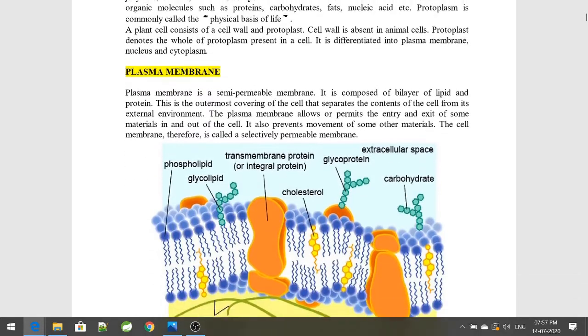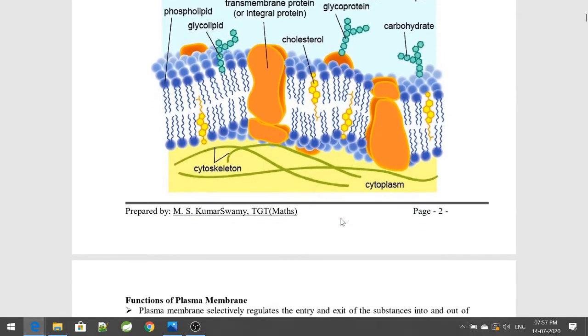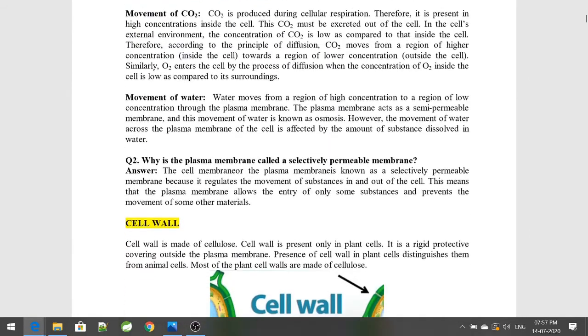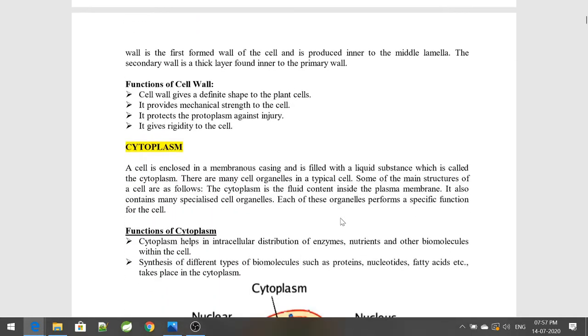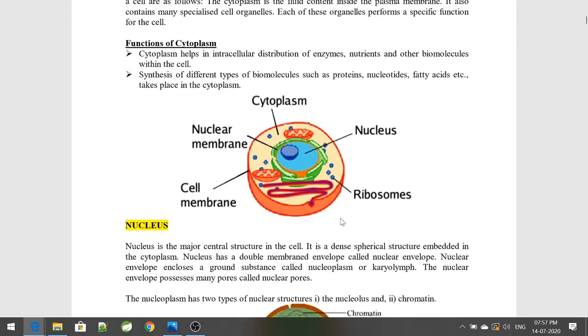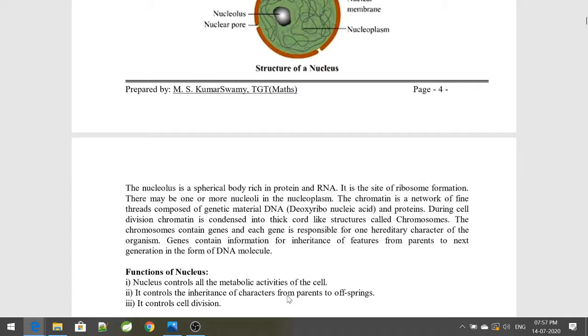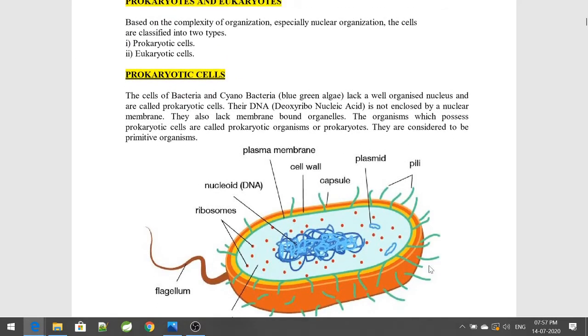Protoplasm, plasma membrane we have seen, no? With this you can understand all the functions of the plasma membrane, how well it works. Function of plasma membrane, these are some questions. Cell wall in the plant cell. Function of cell wall. Cytoplasm, what is cytoplasm? Here is another diagram of a cell. Nucleus, structure of nucleus, function, everything. And the prokaryotic cell.